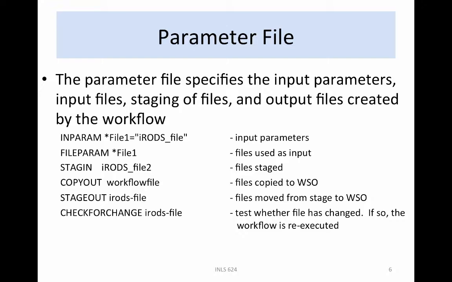Copy out workflow file, files copied to WSO. Stage out irods file, files moved from stage to WSO. Check for change irods file, test whether file is changed. If so, the workflow is re-executed. This gives the researcher control over the definition of input required by the workflow, whether input files will be loaded into the output directory, and which output files need to be saved.